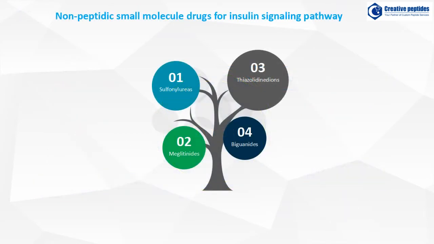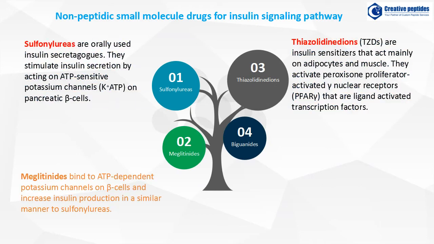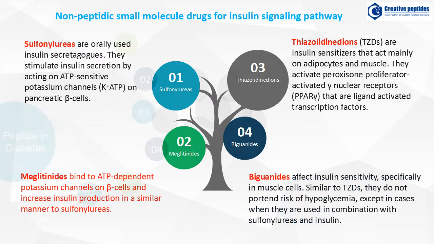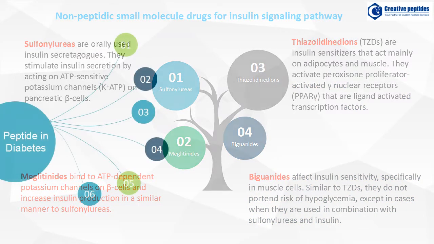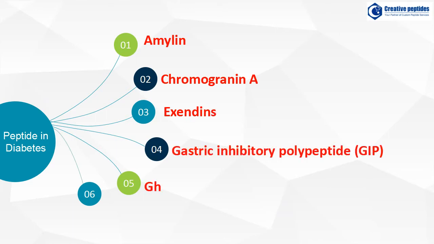For diabetes, two kinds of drugs can be used to treat diabetes. They are non-peptidic small molecule drugs and peptides. Non-peptidic small molecule drugs contain sulfonylureas, thiazolidinediones, meglitinides and biguanides. Peptides contain amylin, chromogranin, exendins, gastric inhibitory polypeptide, ghrelin, glucagon-like peptides.